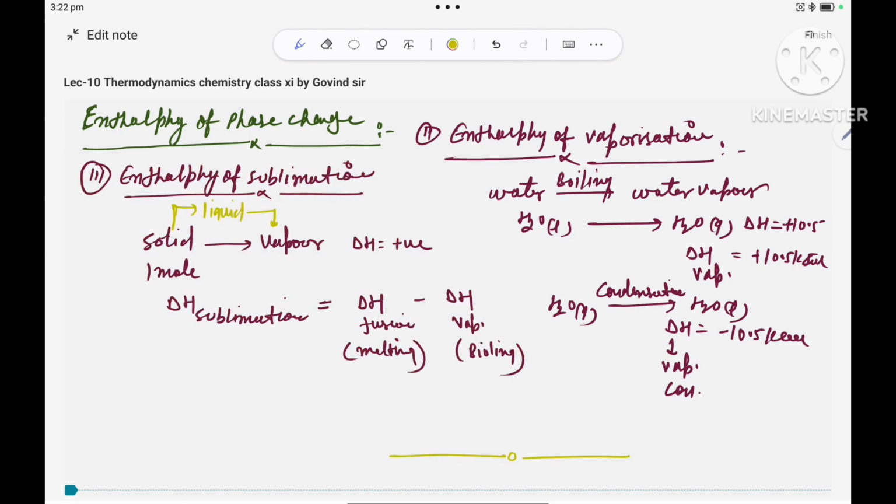So the lecture is almost finished, and the third one is enthalpy of sublimation, solid directly to vapor. 1 mole of solid is converted into vapor. So first it is converted into a liquid, then the vapor state. So enthalpy of sublimation is equal to enthalpy of fusion in the case of melting, solid melted into liquid, then liquid vaporized, plus enthalpy of vaporization in the case of boiling. So that's it about the enthalpy of phase change, children. This topic is almost completed.